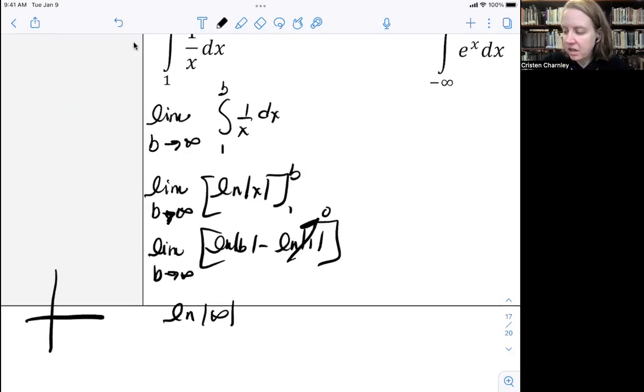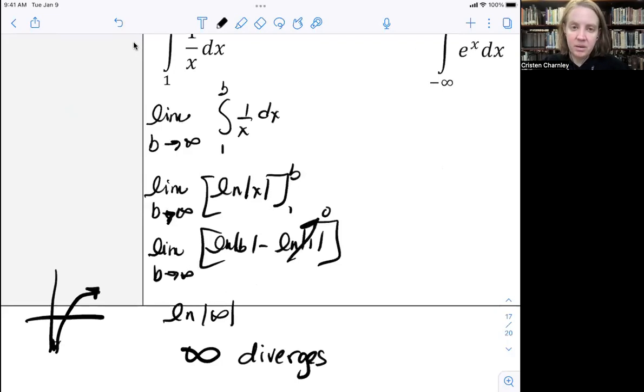Well, here's your natural log curve. As x gets larger, so does y. So this is infinity. But we're not going to leave it as infinity anymore. Now we're going to include the word diverges. Gets bigger and bigger and bigger and bigger.